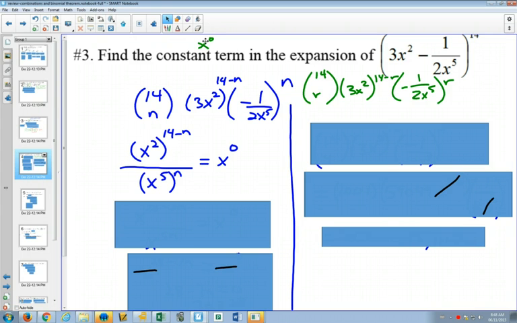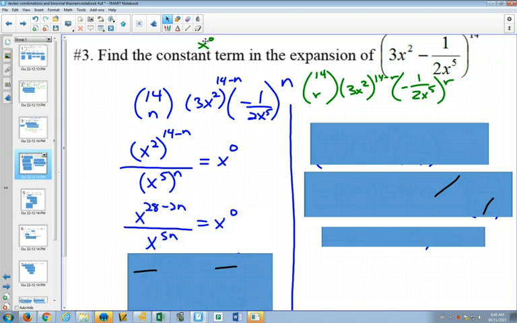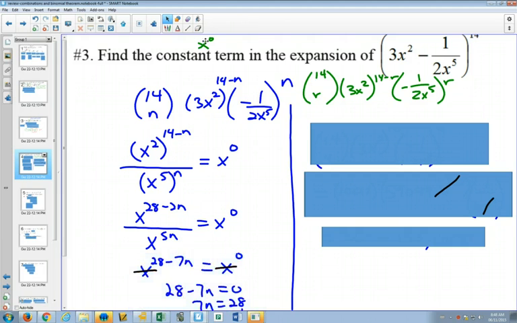Now probably last year sometimes you may have used guess and check, because there's not that many to try to find it out. If you want to use your algebraic skills, you can use your exponent laws. Remember that an exponent to an exponent means multiply. So we have x to the 28 minus 2n over x to the 5n. And another exponent law, when you're dividing powers with the same base, you just subtract the exponents. So I'm going to have 28 minus 2n minus 5n.